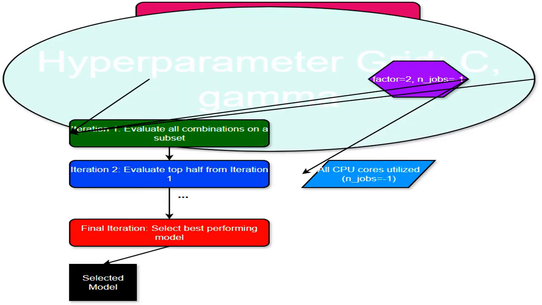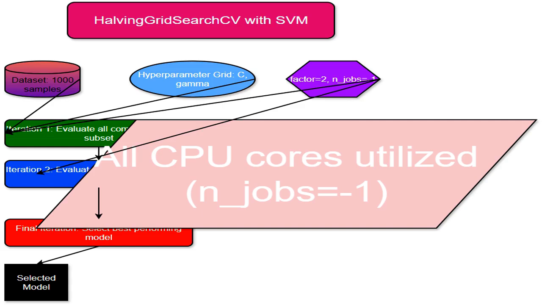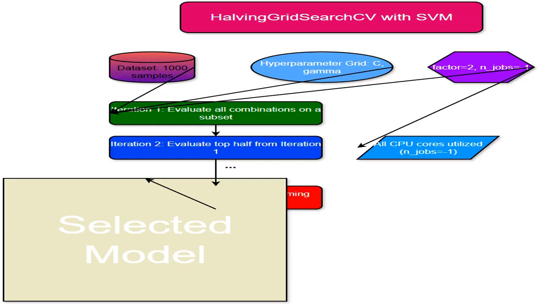The `factor=2` setting means that in each iteration, I keep only half of the best performing hyperparameter combinations from the previous iteration. `n_jobs=-1` tells the algorithm to use all available CPU cores, parallel processing, to speed things up. By using `n_jobs=-1`, I make the most of my computer's processing power. This speeds up the hyperparameter search considerably. Finally, I select the model that achieved the best performance after many iterations of testing and pruning out poorly performing models.